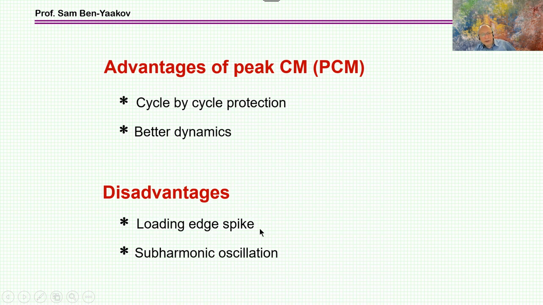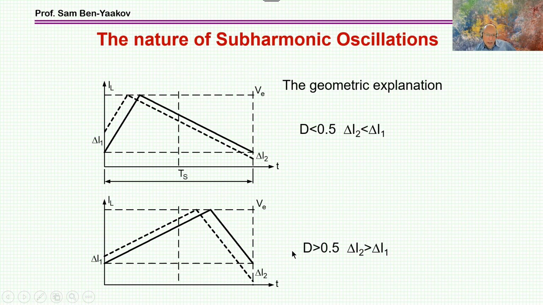I've mentioned one of them, the edge spike, but there is another issue, which is the subharmonic oscillation. And let me explain it the way this was investigated first by Professor Middlebrook. Many consider him as one of the forefathers of power electronics, from Caltech. And this is actually his explanation. I'm just giving the end result without doing all the geometry involved here, okay?